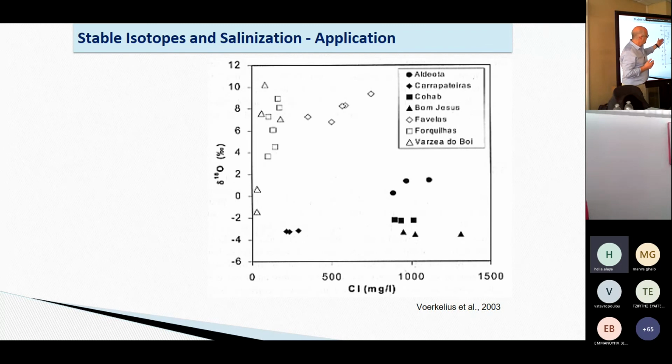So this is the case. We have different samples, and these are different reservoirs. We see that we have isotopic compositions that are very positive, which means we have strong evaporation from all the reservoirs. And the chloride concentration is still quite low. We have less than 500 milligrams of chloride in these, although we have high evaporation.